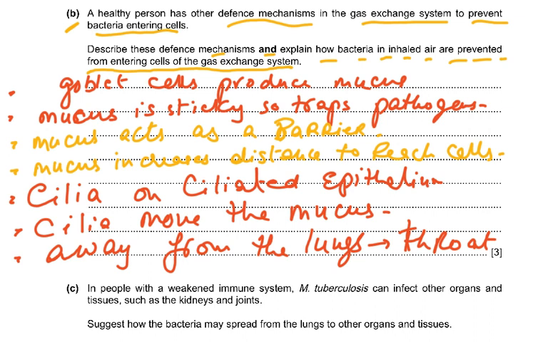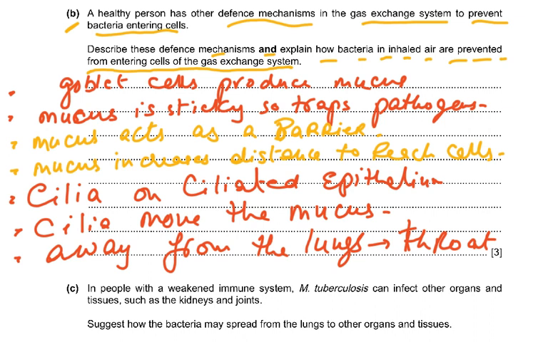I don't agree with the word traps because I say the pathogens stick to the mucus, because trap is a very active process, so I don't agree with that. But of course, it's in the mark scheme. Then mucus acts as a barrier because it's going to prevent the pathogens from reaching the cells. Mucus increases the distance to reach the cells because there's a layer of mucus between the cells and the pathogens.